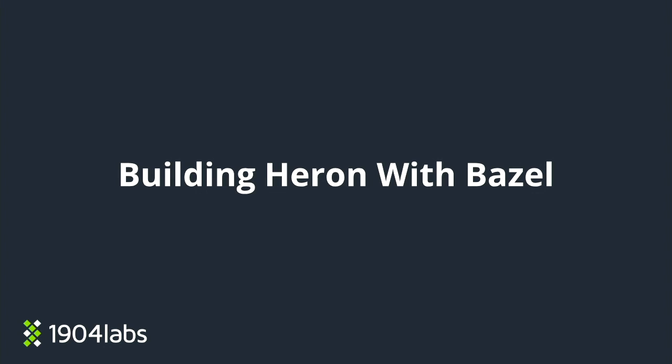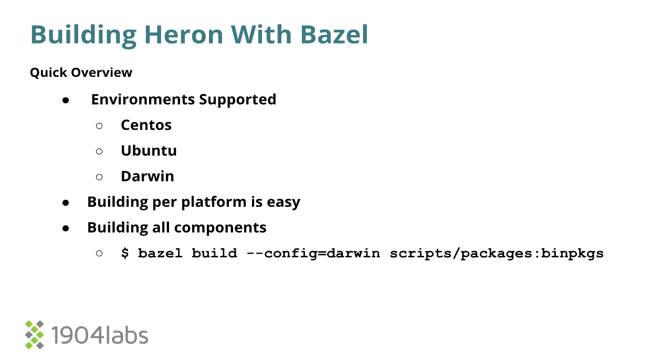So I got eco figured out, and then it was time to actually build the whole project and bring this into a whole. And we reuse a lot of package tars. And the script I'm going to focus on is this Bazel build --config equals Darwin scripts/packages bin packages. Right now we support Heron for CentOS, Ubuntu, and Darwin. Building per platform is fairly simple. You just pass a config flag, and then we just know how to take care of how executables be placed in your path.